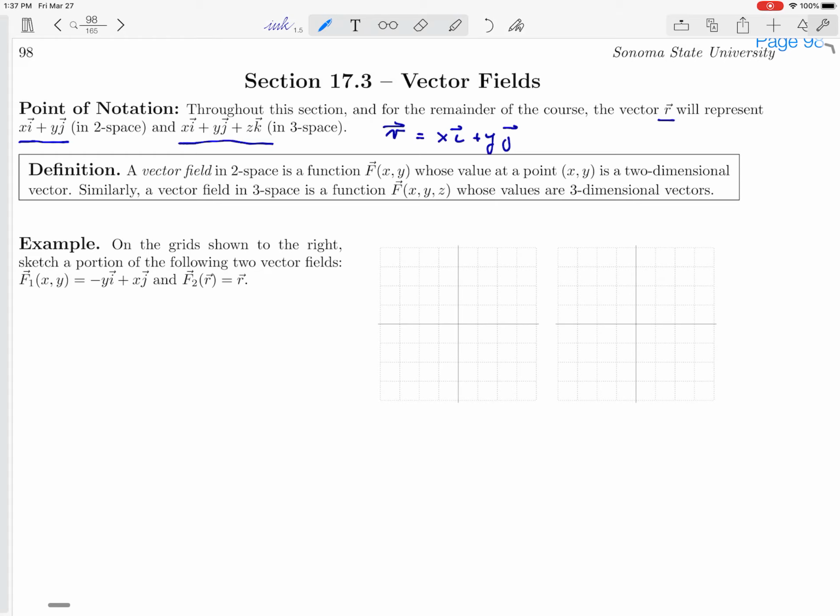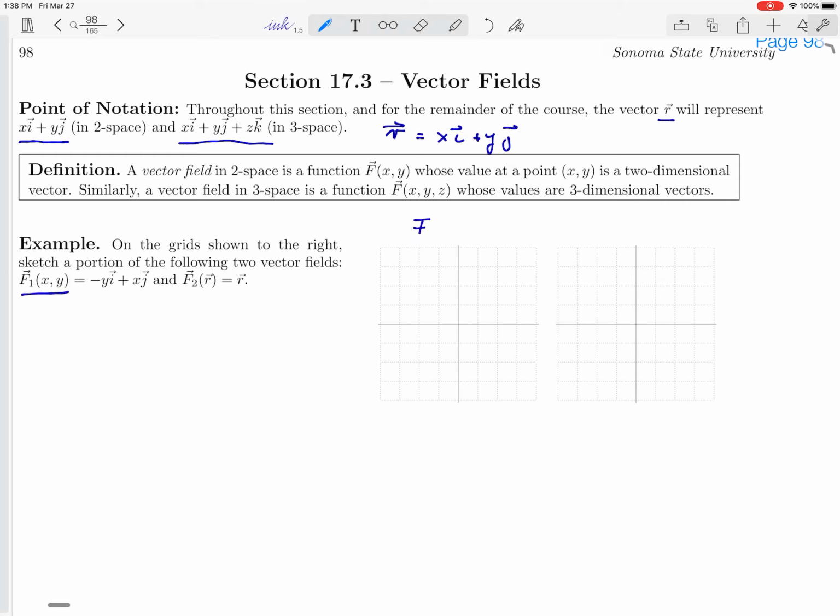Okay, now let's talk about vector fields. A vector field in 2 space is a vector valued function, whose value at a point xy is a 2-dimensional vector. And similarly in 3 space, the function f of xyz takes on values that are vectors in 3 space. So let's look at an example to really clarify what we mean by this.